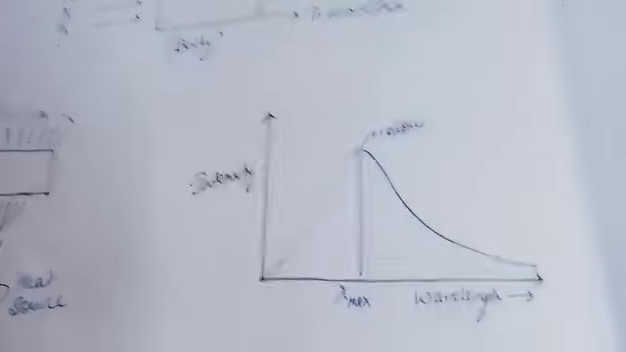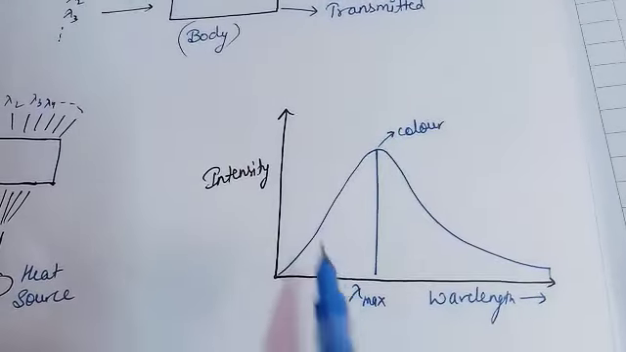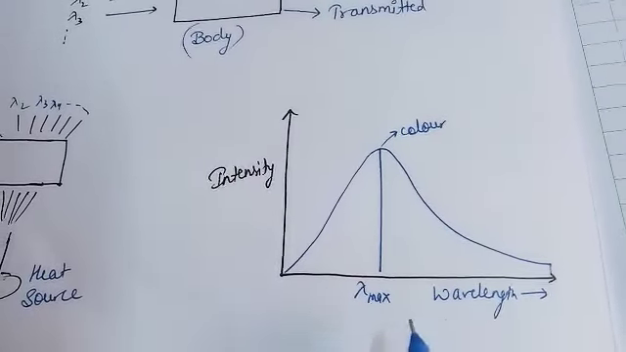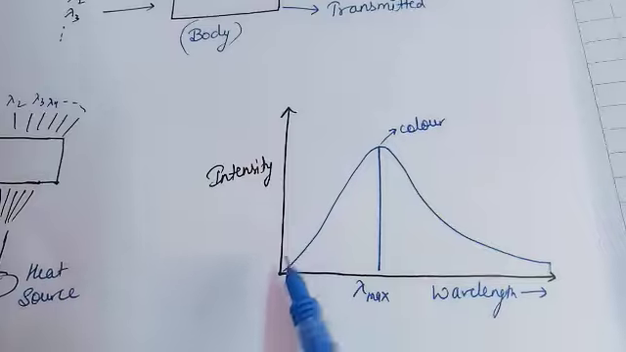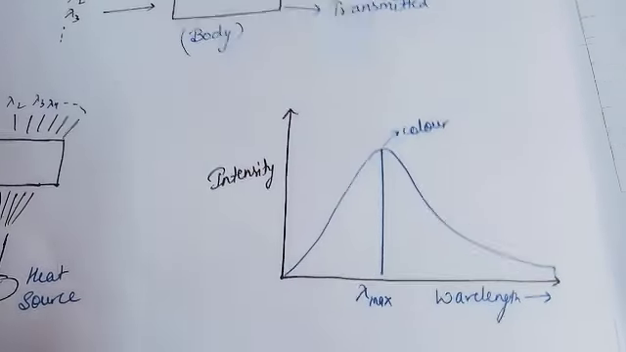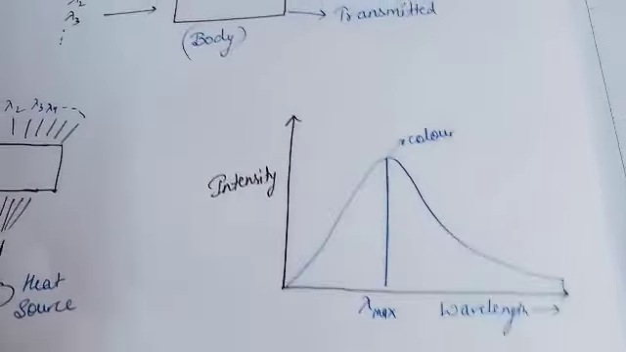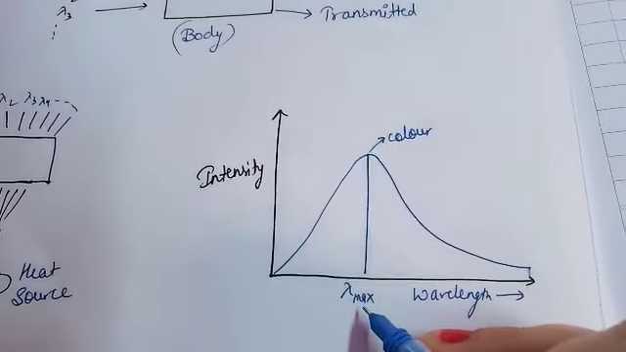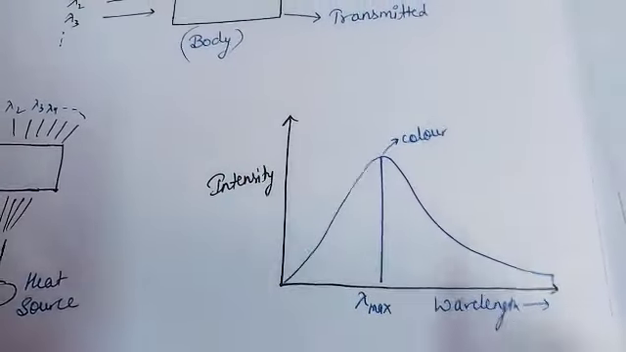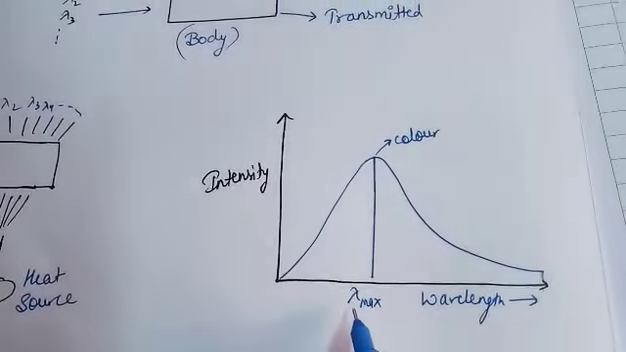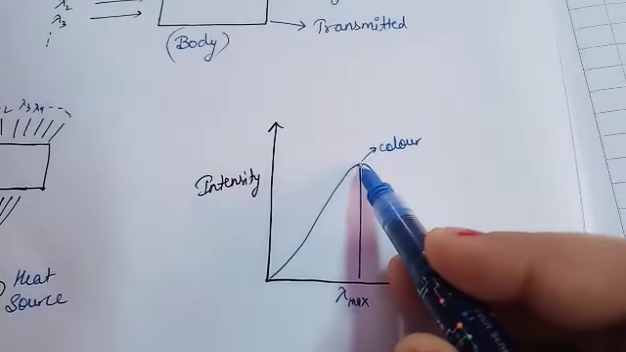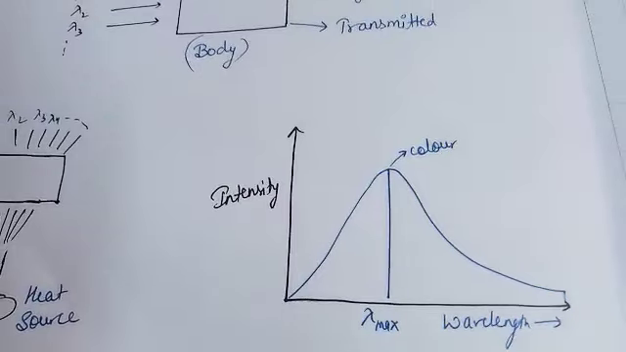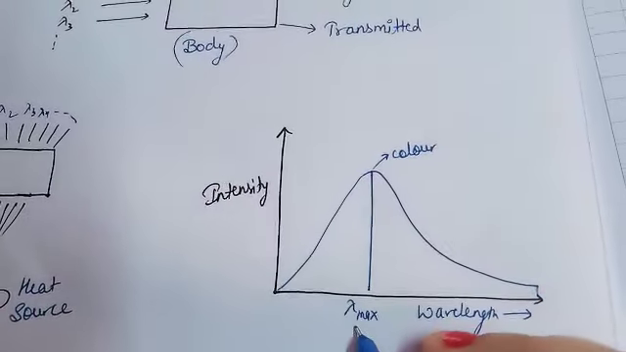Now just see, this is a graph between intensity and wavelength. What happens when we heat a body? Radiation of different wavelengths is emitted, but we are able to see the color which shows lambda max. Lambda max means the wavelength whose radiation is emitted the most, we are able to see only that color. So this is lambda max.